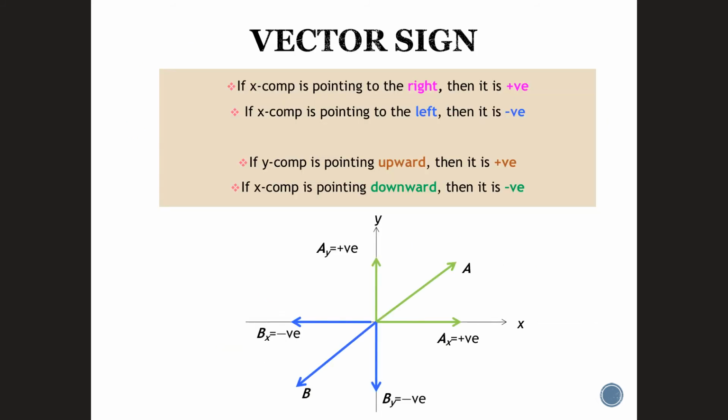Okay, so before we start with application questions, you need to understand that this is the vector sign that I mentioned before. You can choose right as a positive and left as a negative, but it is not compulsory to make the right positive and left negative. You can change it. You can put right as a negative and left as a positive. Upward is a negative, downward is positive.